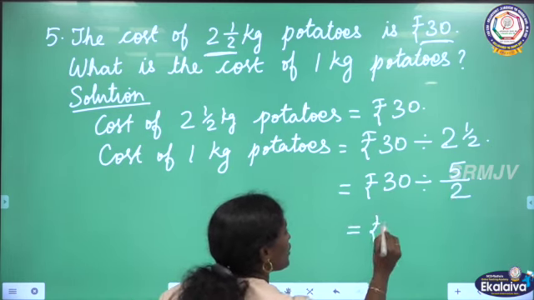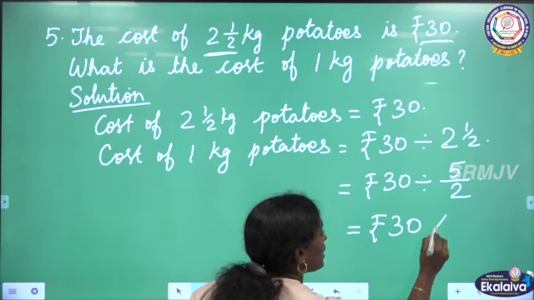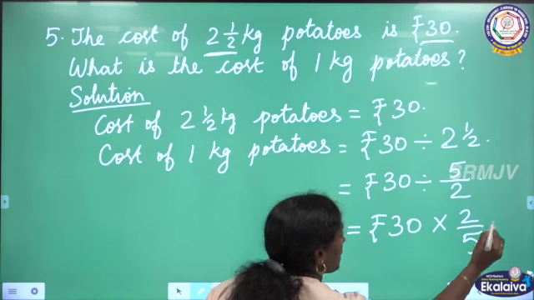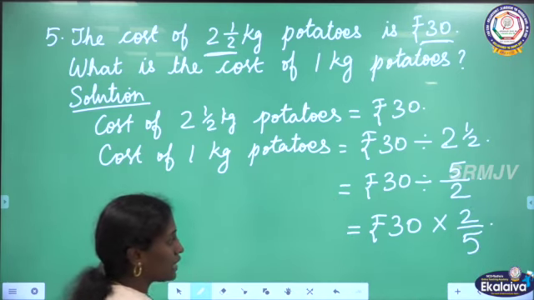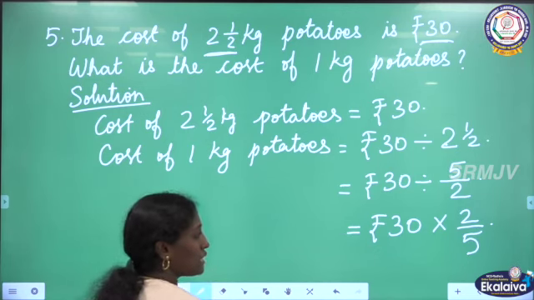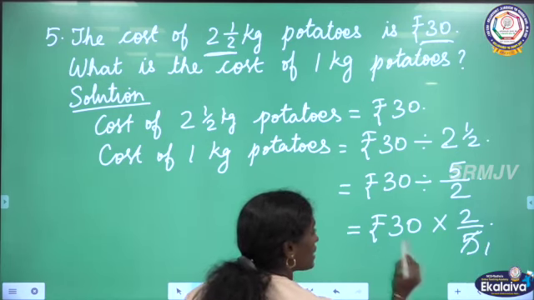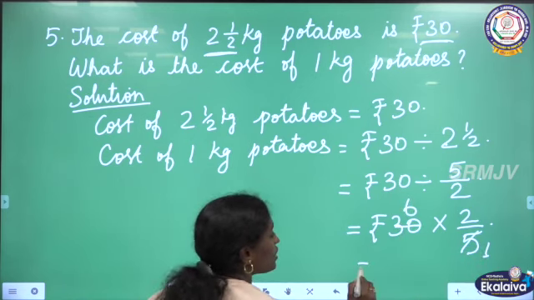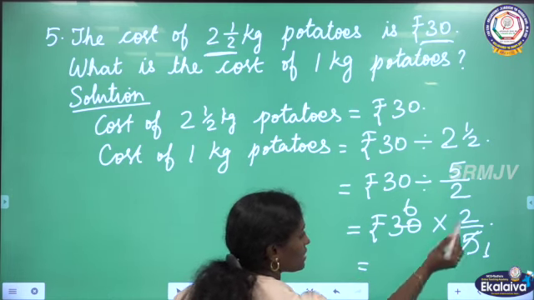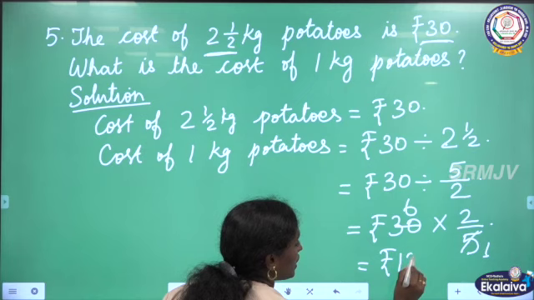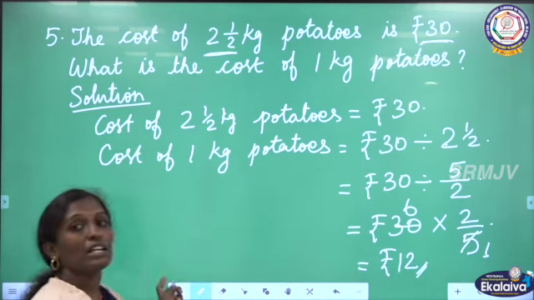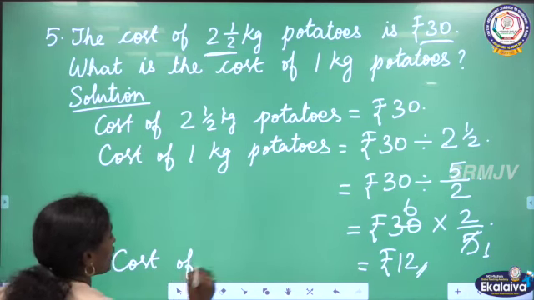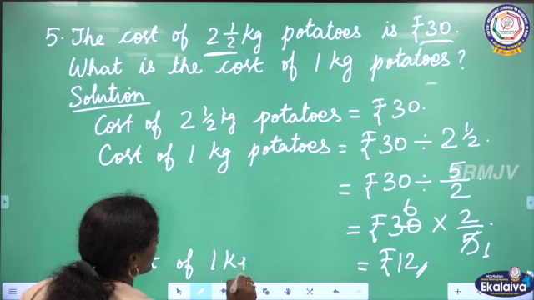To divide, we are going to multiply the number 30 by the reciprocal of 5 by 2, that is 2 by 5. Now, can we reduce the numbers? Yes, we can reduce 5 and 30 in the 5 table. In the 5 table 1 time, in the 5 table 6 times. In the denominator we are having 1 alone. So, I am going to multiply the numerator numbers 6 into 2. 6 2s are 12. So, 12 rupees. This is the cost of 1 kg potatoes.